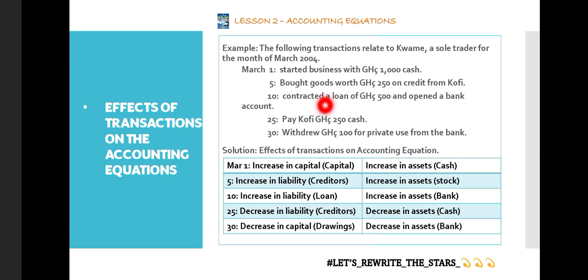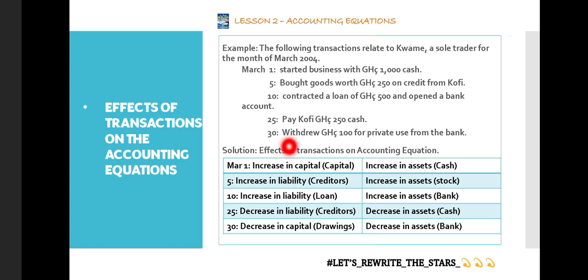And now how were we paying Kofi? We were paying Kofi by cash. But mind you, we started with what? 1,000 Ghana cedis. And now we've removed 250 from it to go and pay Kofi. So because we've removed 250 to go and pay Kofi, automatically the amount we have as cash is also going to reduce. So a decrease in liability and also a decrease in assets. I hope this is very clear.